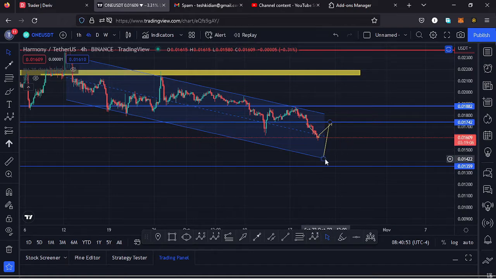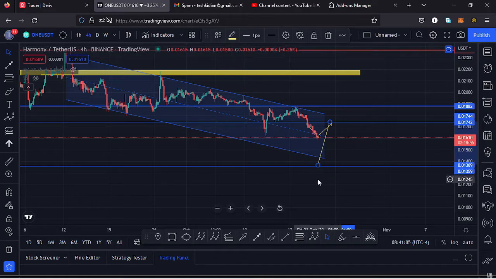There's also a possibility that we might get to the lower side of the channel and break out of the channel to the lower side, maybe even see a retest of the lower side of the channel, and that movement would take us back to around the $0.01369 mark, which is a key area of support here on the chart.